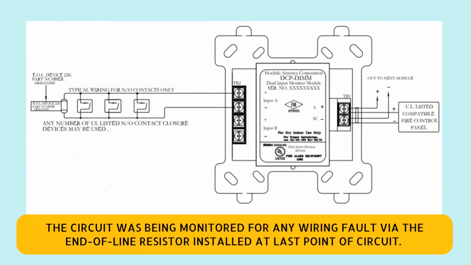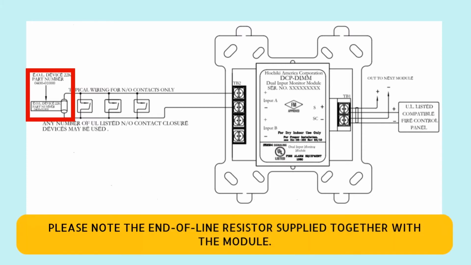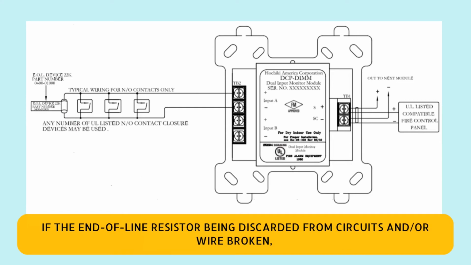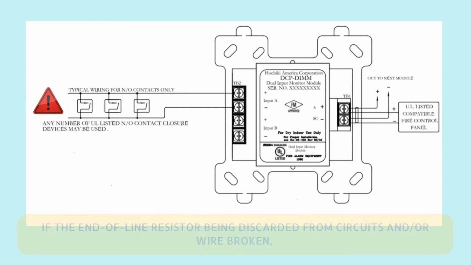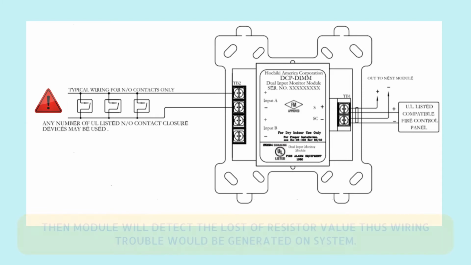The circuit is monitored for any wiring fault via the end-of-line resistor installed at the last point of the circuit. Please note the end-of-line resistor is supplied together with the module. If the end-of-line resistor is discarded from the circuit and/or the wire is broken, then the module will detect the loss of resistor value. Thus, a wiring trouble will be generated on the system.